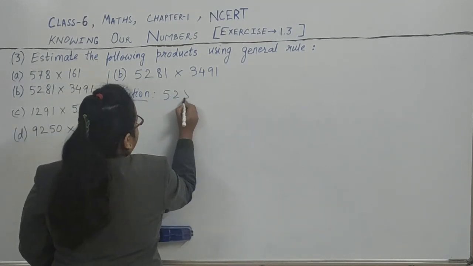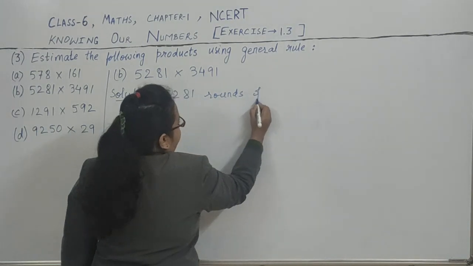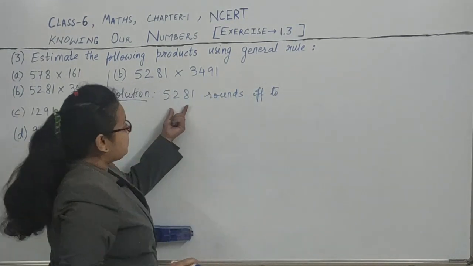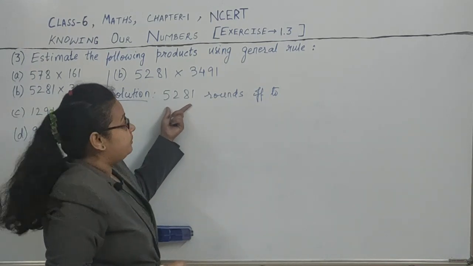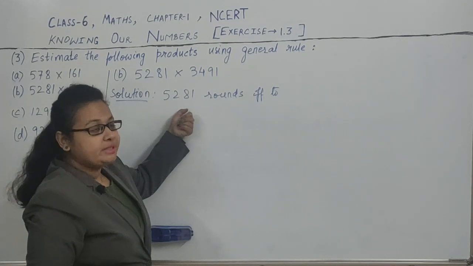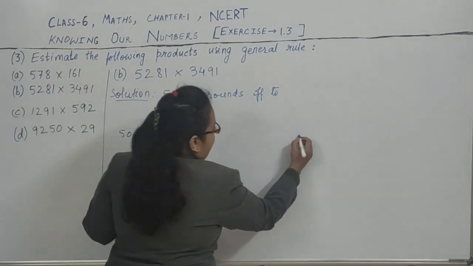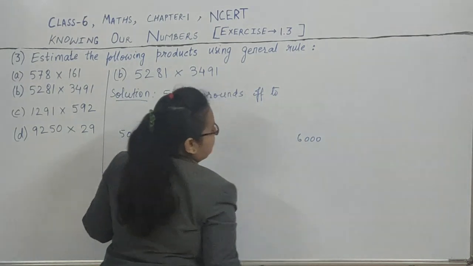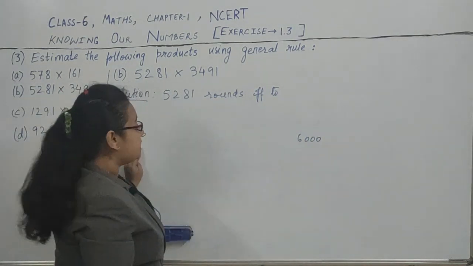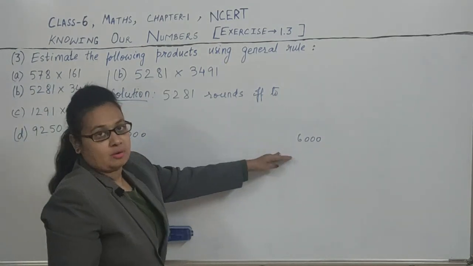So 5281 rounds off to what? To which number will it be rounded off? It will be rounded to the nearest thousands. What are the thousands which are nearer to this number? This number is nearer to 5000 and also to 6000, because this number lies between 5000 and 6000. So it is nearer to both 5000 and 6000.